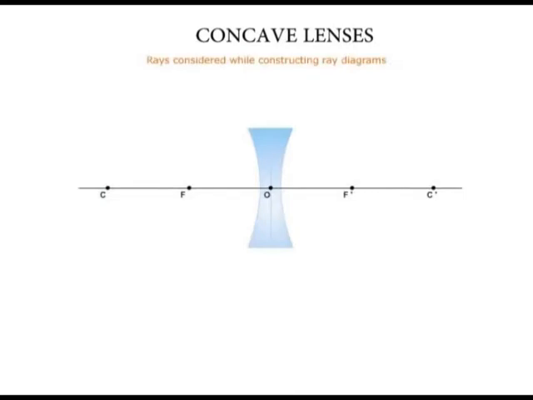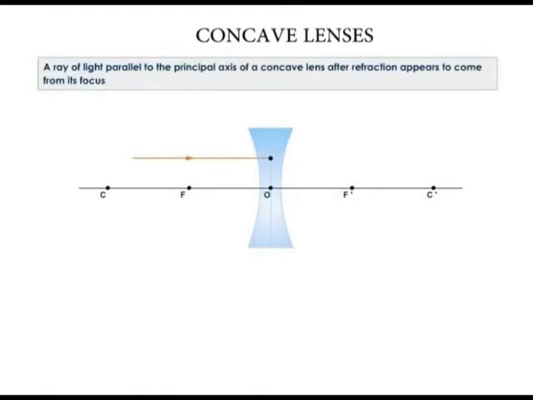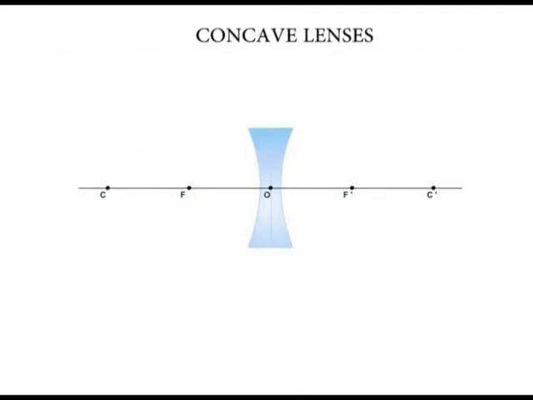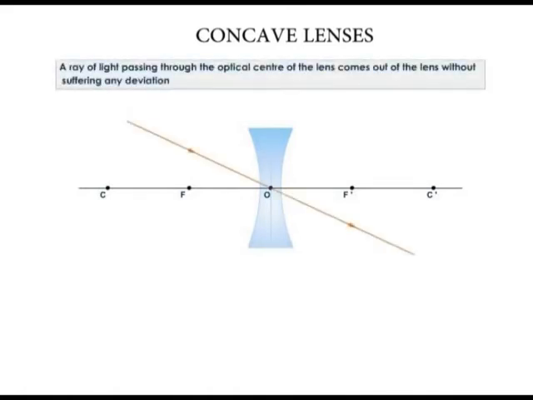Concave lens. First ray. A ray of light parallel to the principal axis of a concave lens after refraction appears to diverge from its focus. Second ray. An incident ray through the optical center of the lens is undeviated.